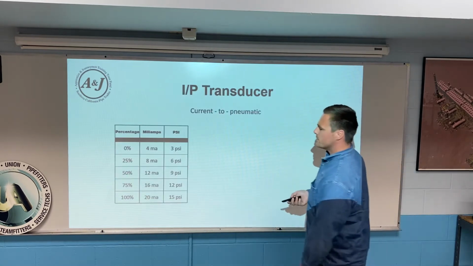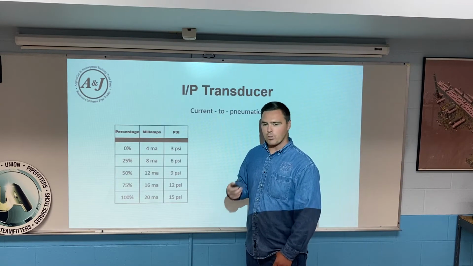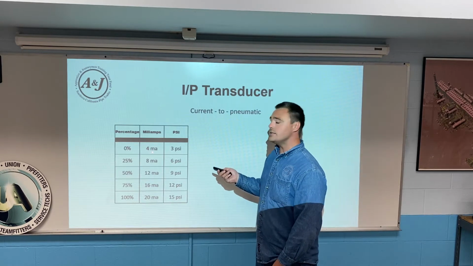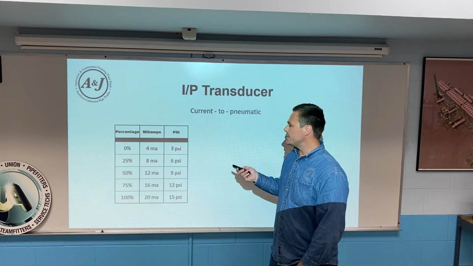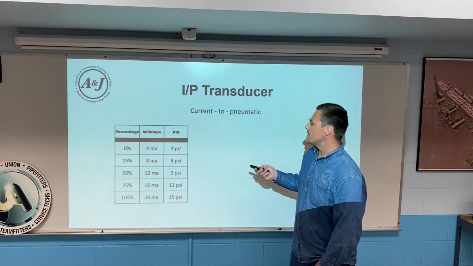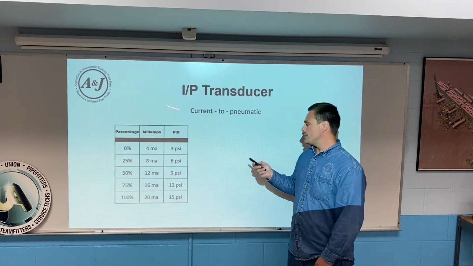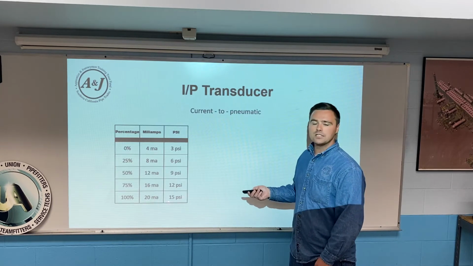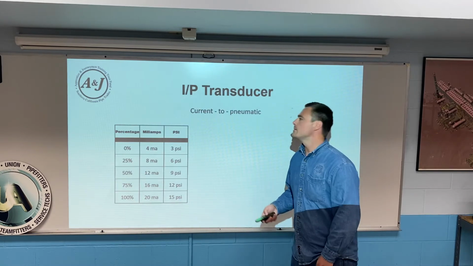So here are our typical values, our 5 points. At 0%, we're going to be receiving 4 milliamps and outputting 3 psi. At 25%, we'll be inputting 8 milliamps and outputting 6 psi. At 100%, we'll be inputting 20 milliamps and outputting 15 psi, and so on and so forth.